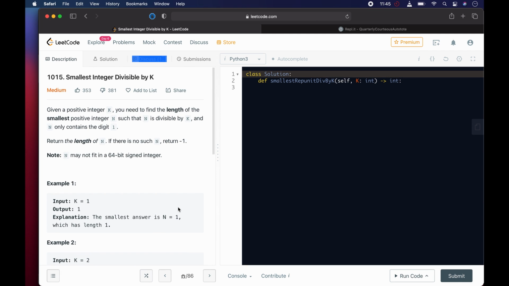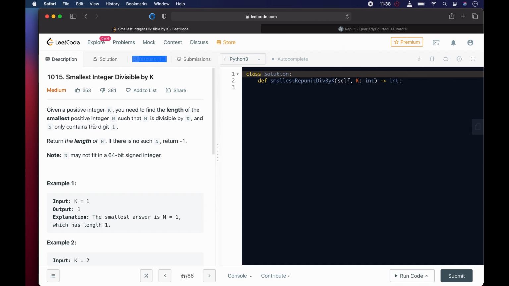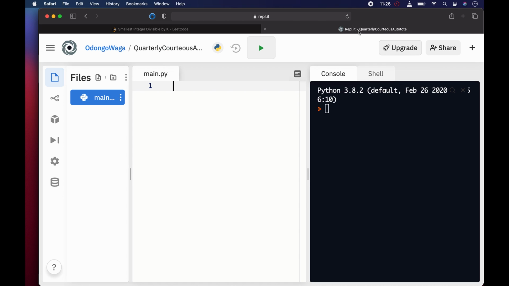So how we would solve this is there's a pretty intuitive way we could use, right? You want the smallest positive integer n such that n is divisible by k, and it only contains the digit 1, right? If you look at all the digits, 1, 2, 3, 4, 5, 6, 7, 8, 9, and 0. The first thing you would note is that since all the numbers are made up of ones, we're either going to have 1, 11, 111, 1111 in that order.